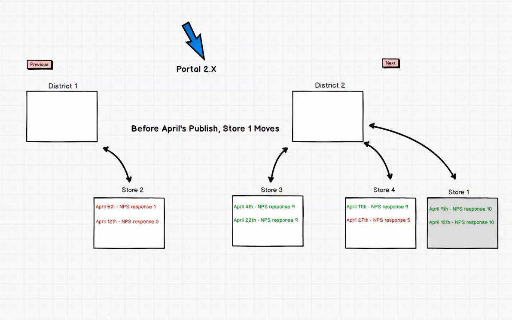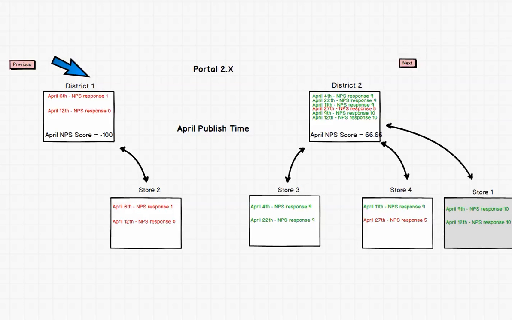So in the current 2x version of the portal, the way that we publish scores is that we look for all stores that are underneath District 1 at the time of publish. So even though Store 1 moved on, say, April 29th, and we're publishing on April 30th, Store 1 is not found underneath District 1, and so we only get the responses for Store 2 at publish time. So now District 1's April NPS score drops like a rock, and goes down to negative 100. District 2, on the other hand, just got this new store into their district, and now they get the scores for that store, and they jump from a 50 to a 66 at publish time.